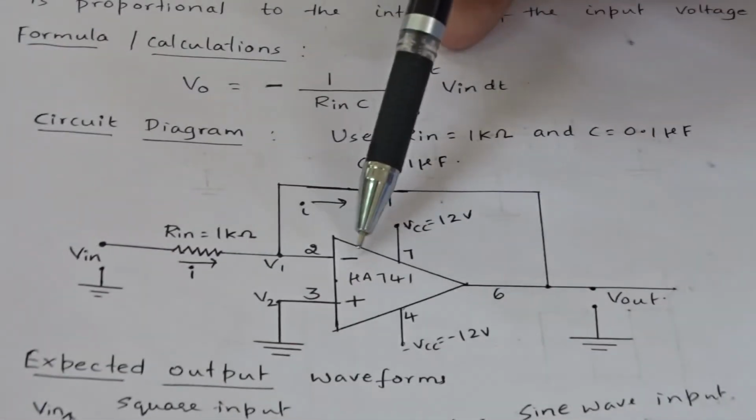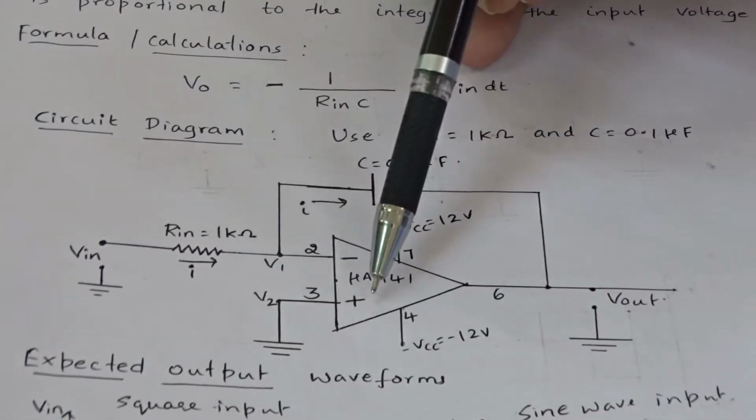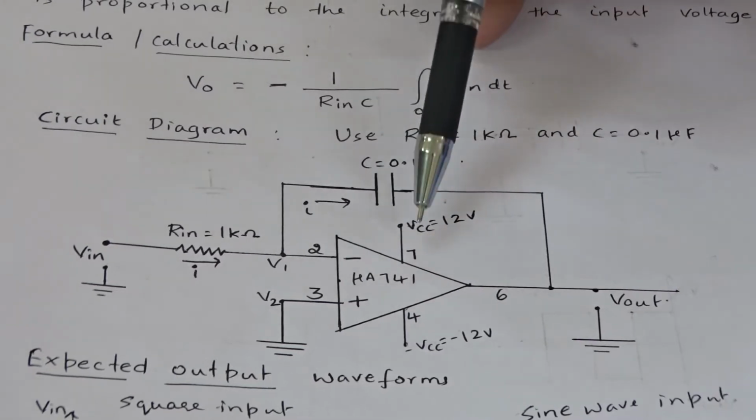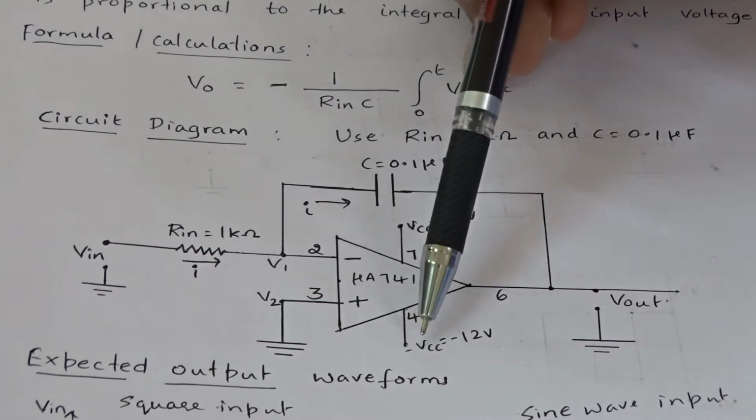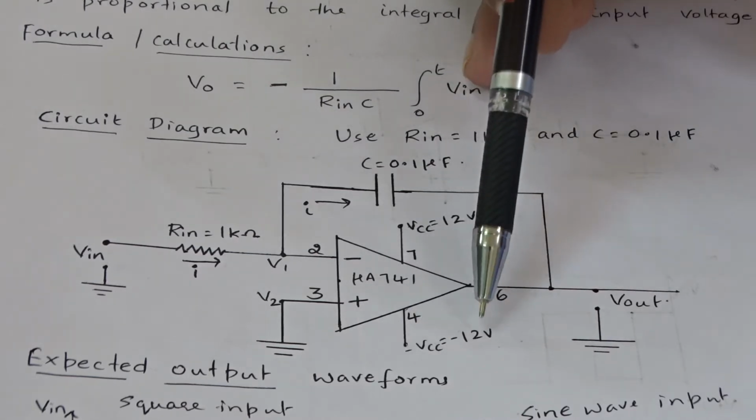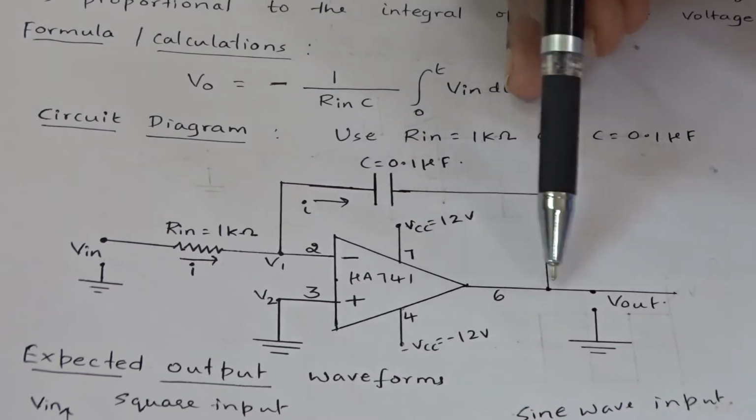This is an op-amp, its number is μA741. It has 2 inputs and 1 output, and it requires a dual supply. Pin number 2 is the inverting terminal and pin number 3 is the non-inverting terminal. For pin number 7 we connect plus VCC, that is plus 12 volt, and pin number 4 gets minus VCC, that is minus 12 volt. Pin number 6 is the output.